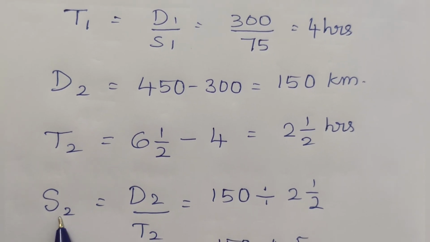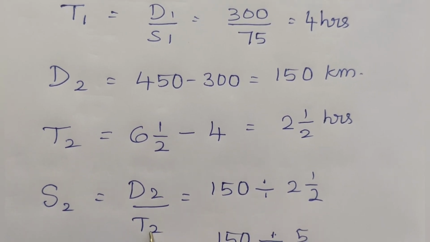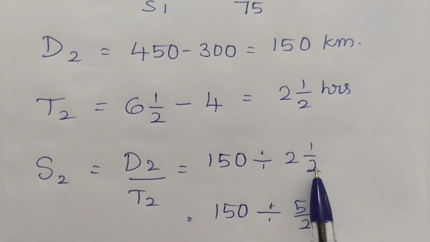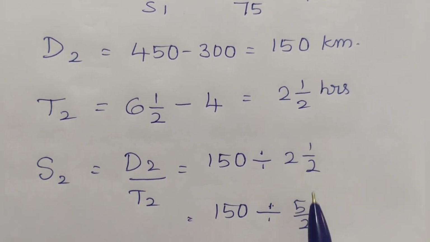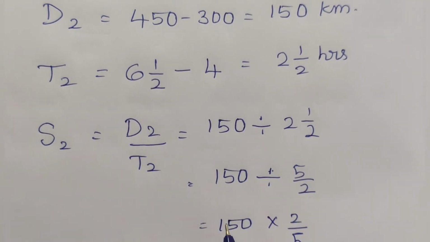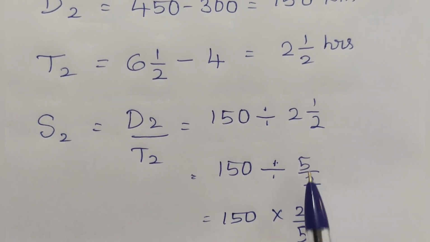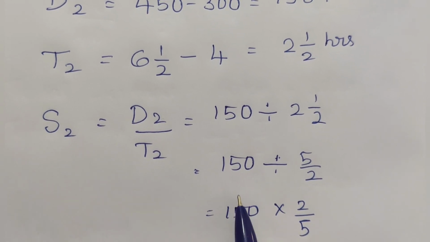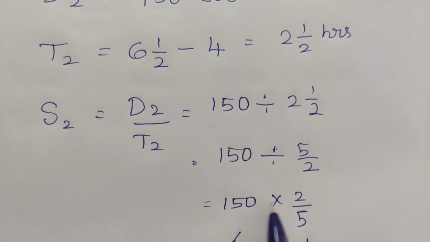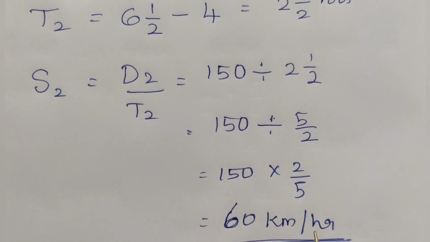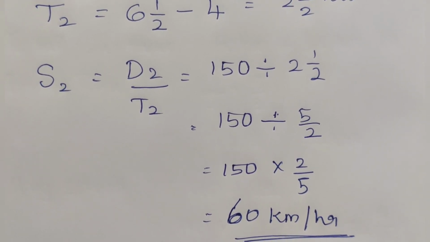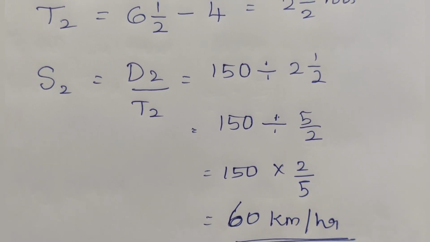So therefore speed 2 is equal to distance 2 divided by time 2, 150 divided by 2 1/2. 150 divided by the improper fraction: 2 twos are 4, 4 plus 1, 5 by 2. So 150, division becomes multiplication and the reciprocal of 5 by 2 is 2 by 5. 5 goes in 150, 30 times, 30 twos are 60 km per hour. So he has to cover the balance distance at a speed of 60 km per hour.